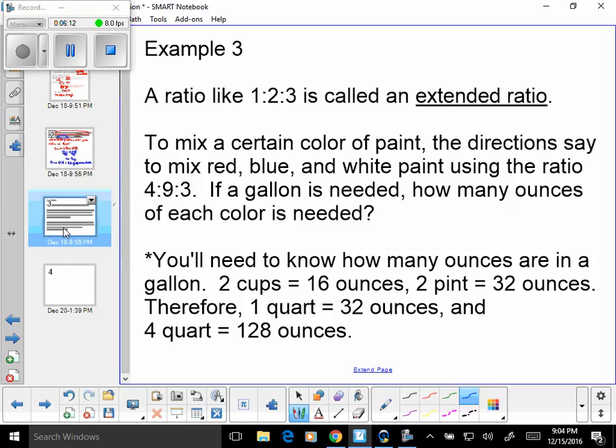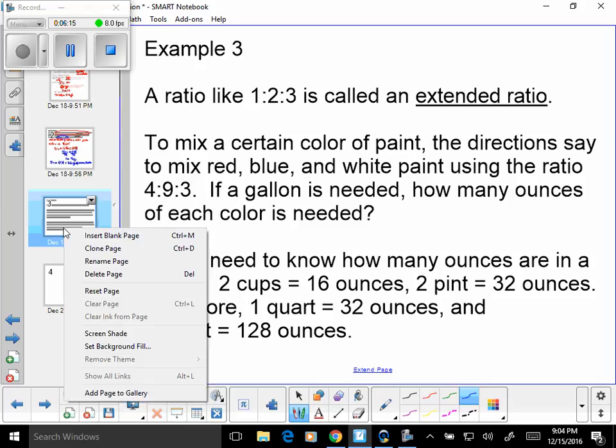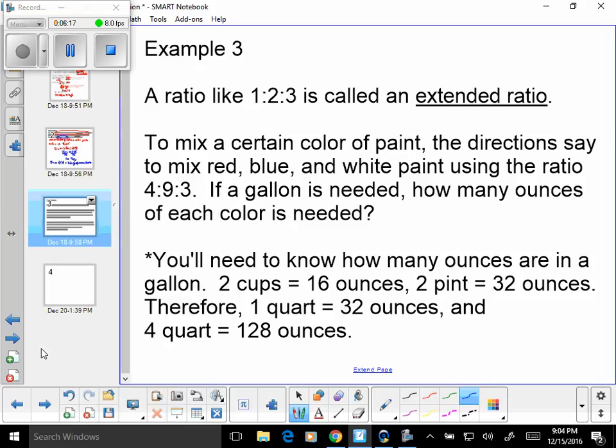Let's move on to example 3. Example 3 is a different kind of ratio. This one has got 3 numbers in it. A ratio like 1 to 2 to 3 that has 3 numbers in it, we call it an extended ratio. Now that ratio could be 5 to 7 to 10, it could be 9 to 4 to 8, doesn't matter. If there's 3 numbers or more, we call it an extended ratio.